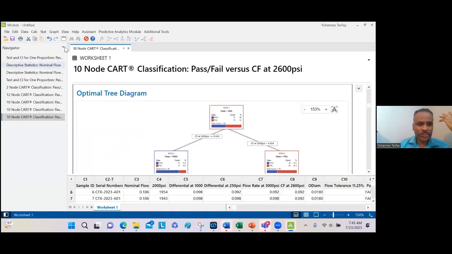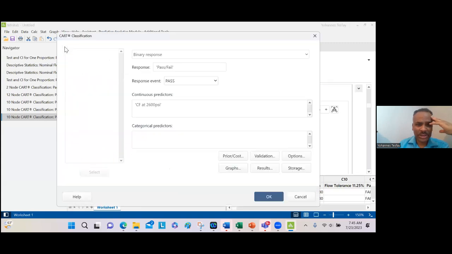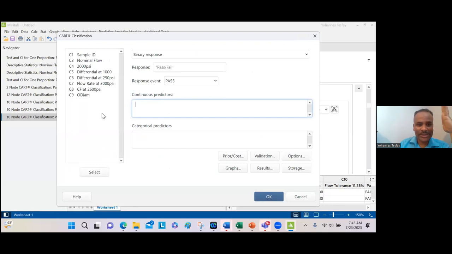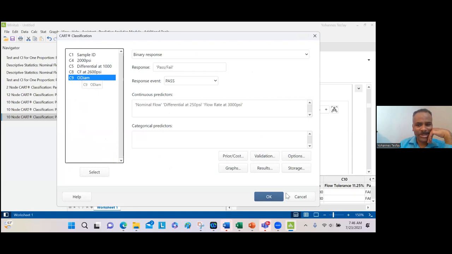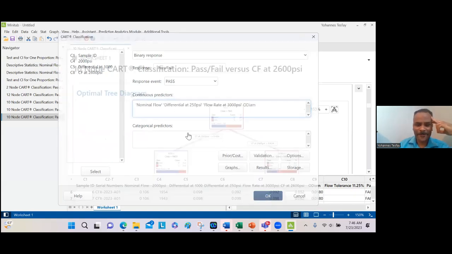ሶስተኛውን ጨርሻለሁ፣ አራተኛውን እቀጥላለሁ። Then I'm going to take it out this. Screening ማለት ይሄ ነው. So differential at 1000 done, NCF at 2600 psi, that's done. So nominal flow is going to continue, differential this, flow rate at this, and orifice diameter, just like that. Then we're going to say okay.